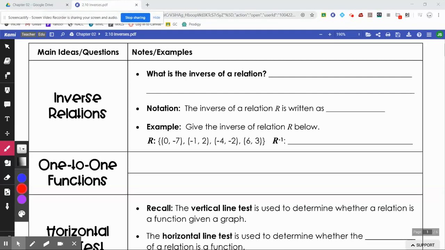In this video, we're going to be talking about inverse relations. And first off, what is the inverse of a relation? Let's say a relation, since we're talking about relations here. An inverse of a relation is a relation that reverses another relation.